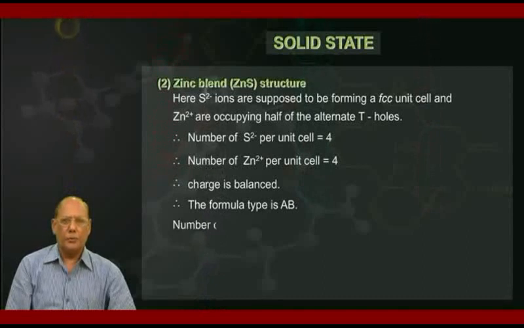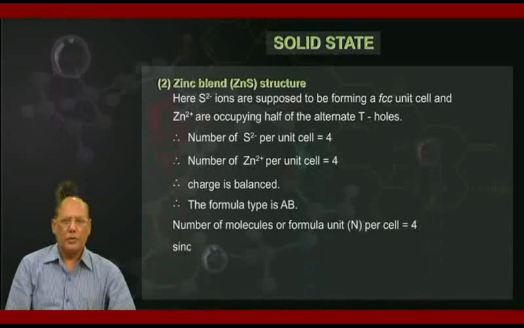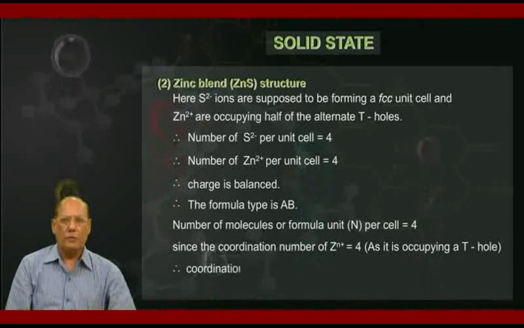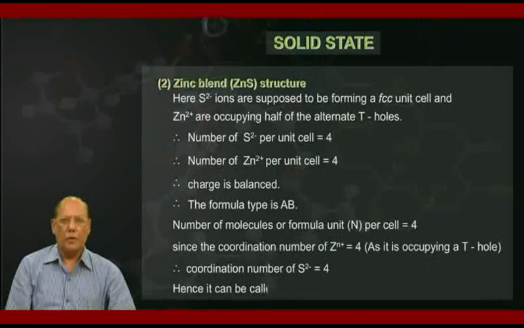Number of molecules or formula unit, capital N, per unit cell will be equal to 4. Since the coordination number of zinc ion is equal to 4, as it is occupying a T hole, therefore coordination number of sulfide ions must also be equal to 4. Hence it can be called a 4:4 coordination compound.